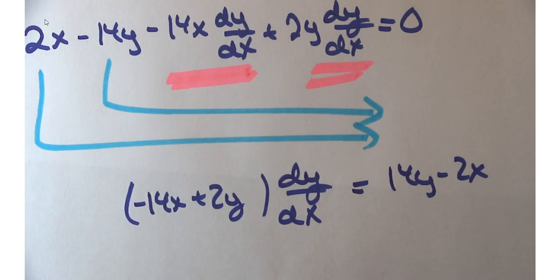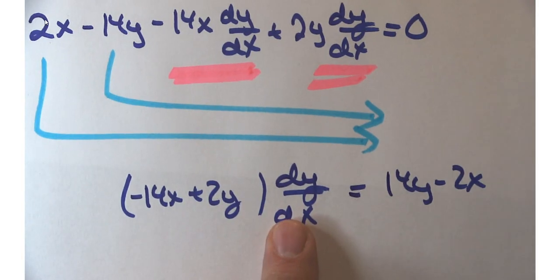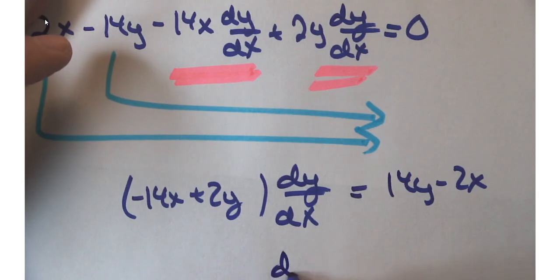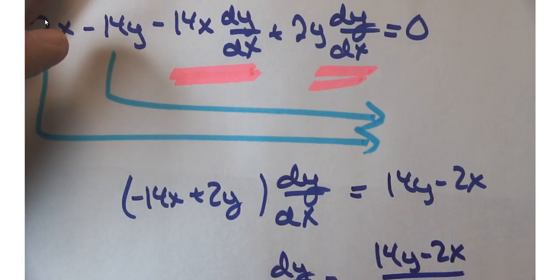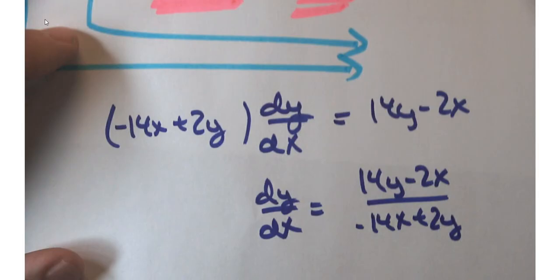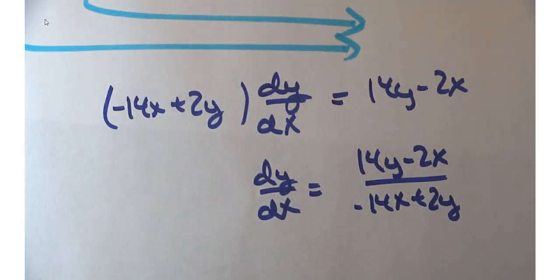Almost done. I want to get dy by itself, but dy is being multiplied by this. What's the opposite of multiplication? Divide. dy by dx equals 14y minus 2x over negative 14x plus 2y. And that's your derivative. You could clean up a factor of 2.